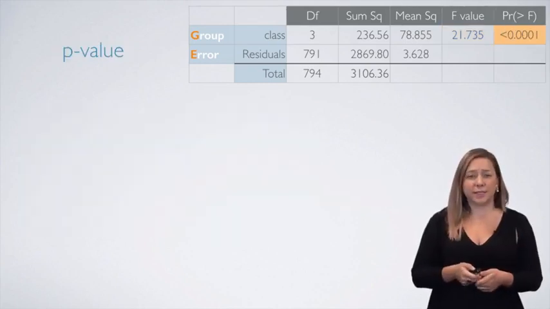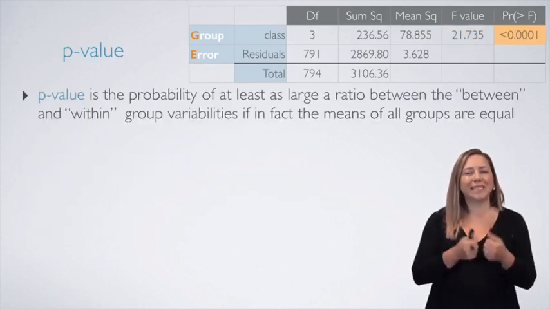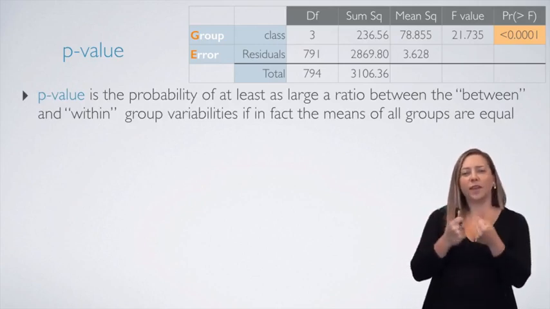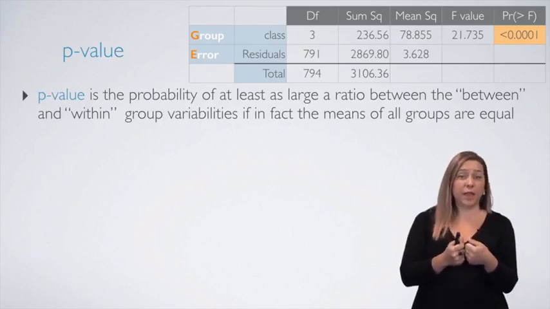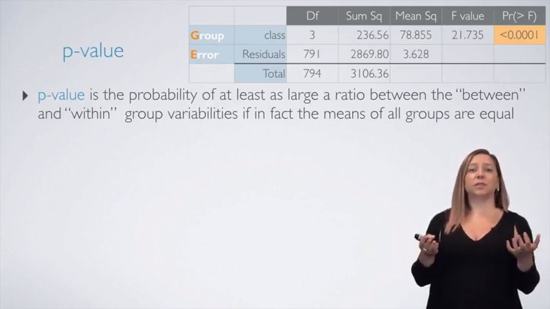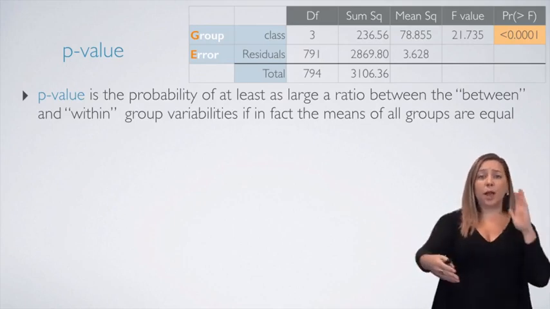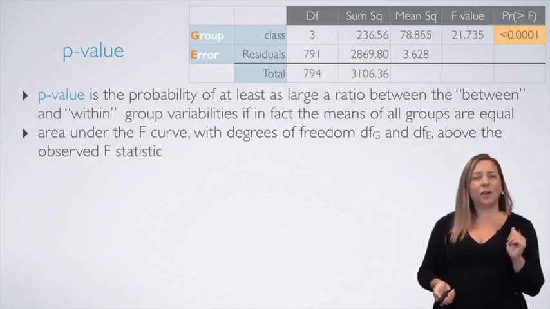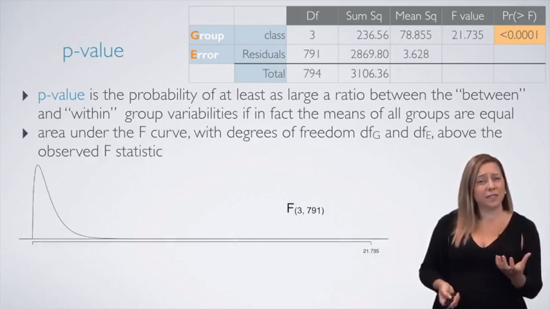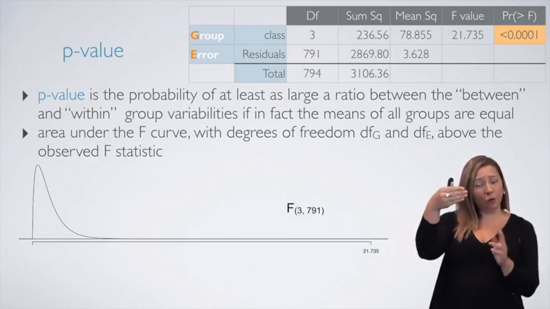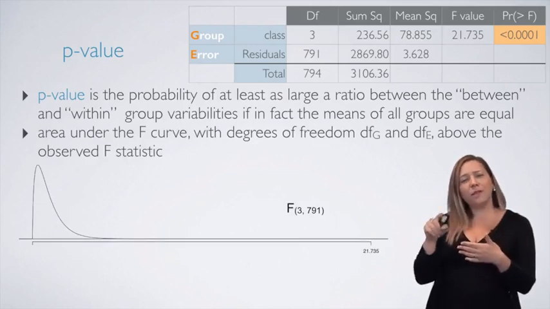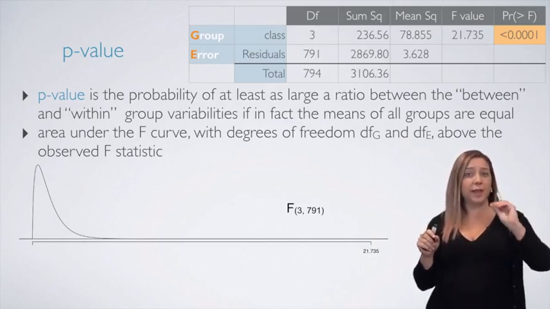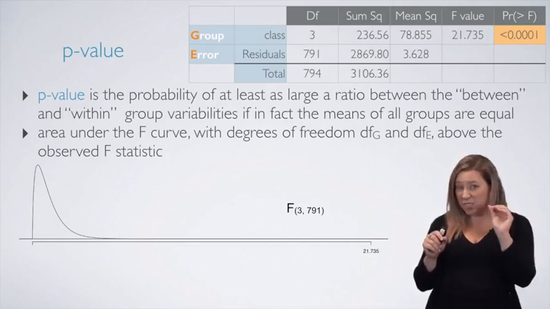The p-value in this context is the probability of at least as large a ratio between the between and within group variabilities if in fact the means of all groups are equal. This is just another way of saying p-value is the probability of observed or more extreme outcome given the null hypothesis is true. And it can be calculated as the area under the F distribution, and the F statistic has two degrees of freedom: group and error. So the p-value shown on the ANOVA table is the tail area under the F distribution with 3 and 791 degrees of freedom, which is tiny.